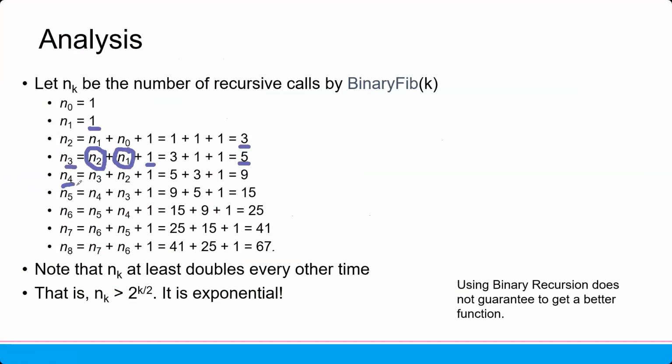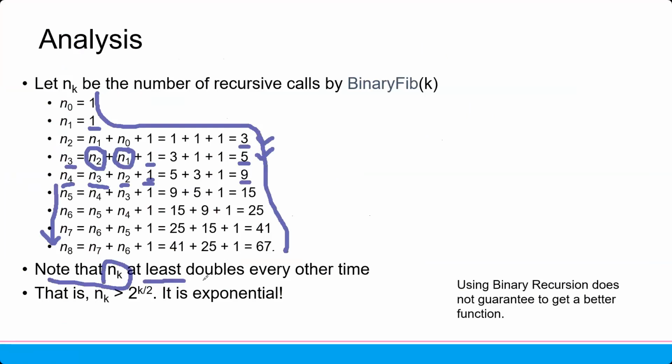What about 4 numbers? If there are 4, then we will do n3 plus n2 plus 1. So n3 has 5 steps, n2 has 3 steps, and with 1 additional step, we have 9 steps. And so on. And if you plot this number, nk at least doubles every other time.